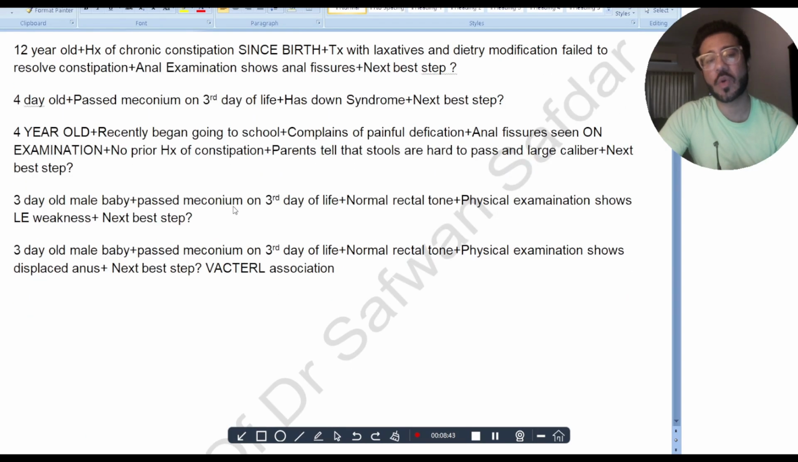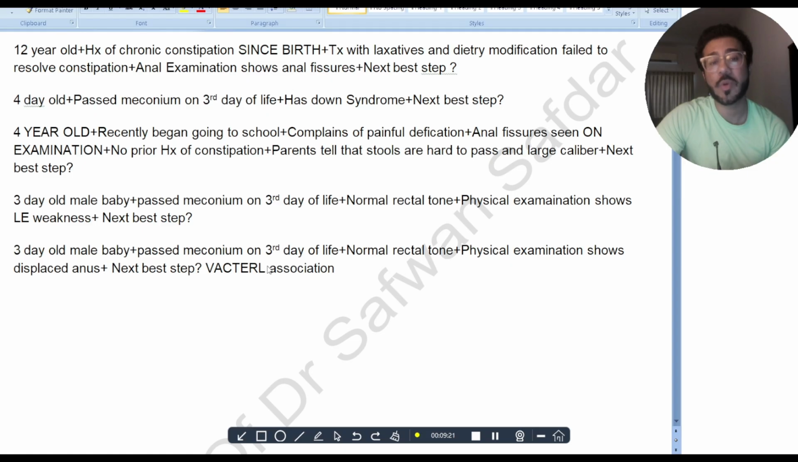3-day-old male baby passed meconium on third day of life. Normal rectal tone, so we rule out Hirschsprung disease. Physical examination shows lower extremity weakness. So now we resort to spinal cord issues that might be leading to delayed passage of meconium due to improper GI motility. Next best step would be, since there is lower extremity weakness, you're going to order a MRI of the spinal cord to visualize any defects in the lower spinal cord that may be leading to delayed passage of meconium due to improper innervation and lower extremity weakness. So you're going to order a MRI of the spine.